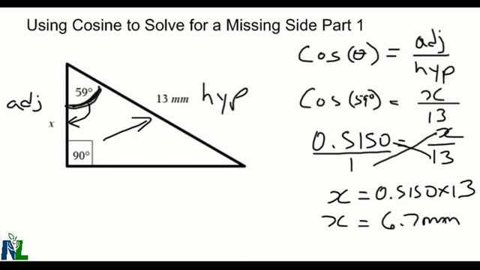So that 6.7, that's smaller than 13. And since the hypotenuse should be the largest side, and we determine a value that's smaller than 13, it appears as though our answer makes sense, and as a result, our answer of 6.7 millimeters is correct.